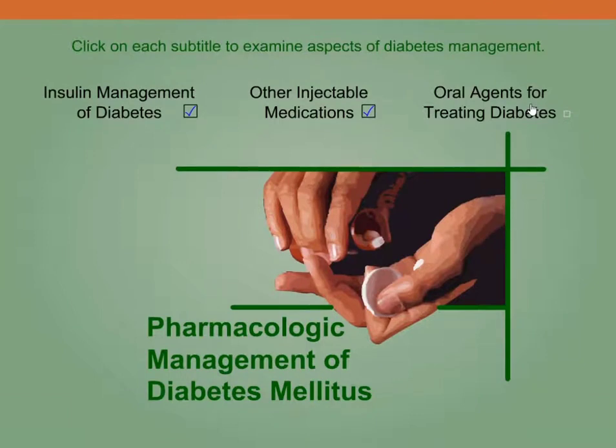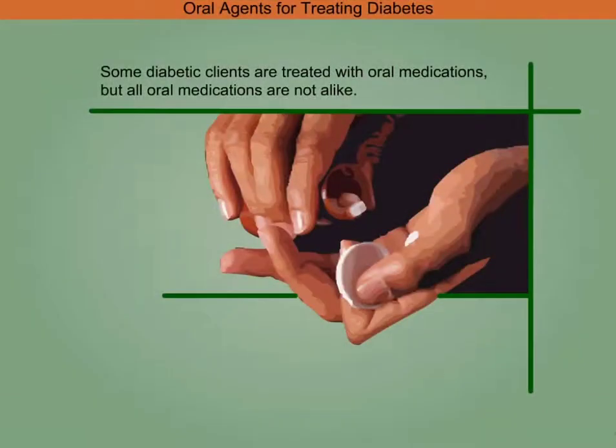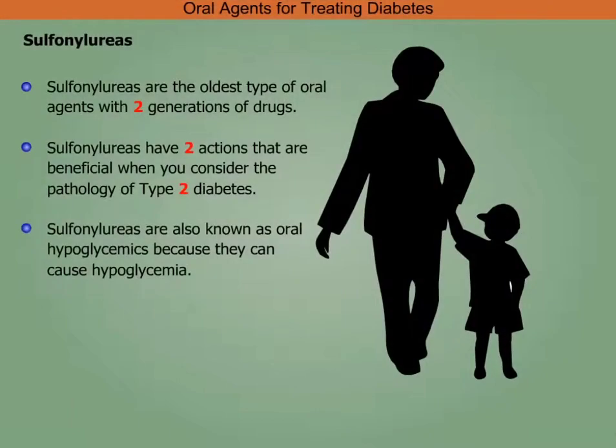Oral agents for treating diabetes. Some diabetic clients are treated with oral medications, but all oral medications are not alike. Sulfonylureas are the oldest type of oral agents with 2 generations of drugs.